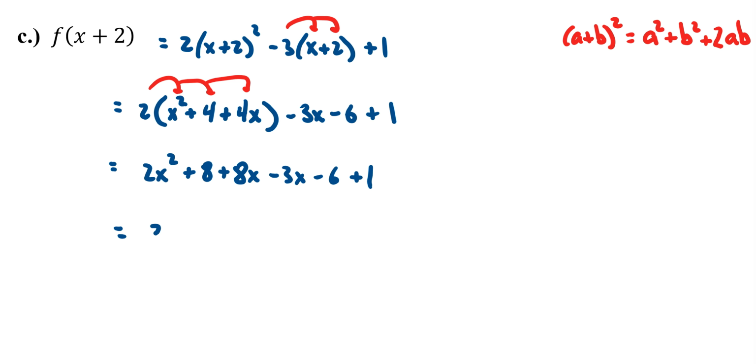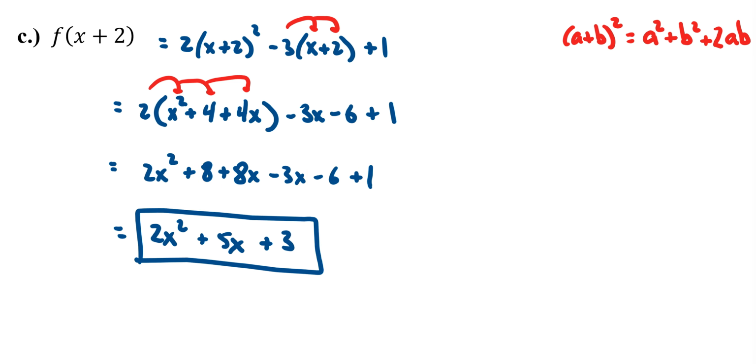Now we combine like terms. So that's 2x squared. We have x terms: 8x minus 3x is positive 5x. And then we have a couple constants. 8 minus 6 is 2. Plus 1 gives us 3. Okay, so that one was a little bit messier, but that's definitely stuff that we'll see going forward.